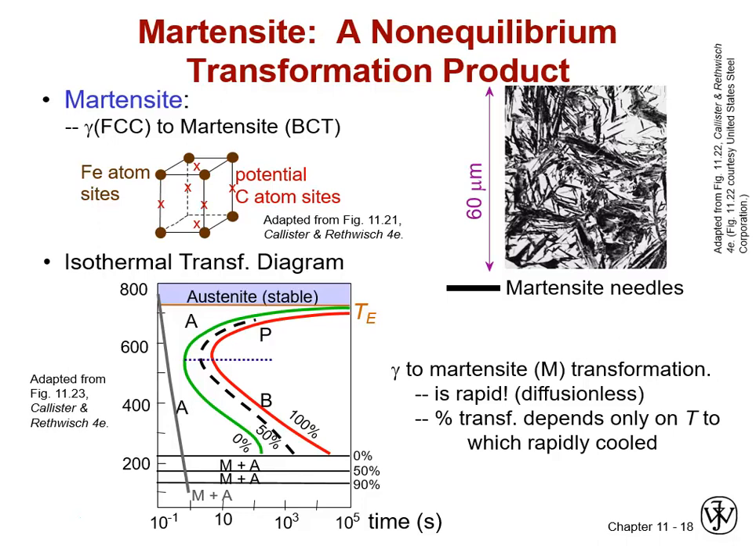So just looking at the microstructure, if we did an optical micrograph of our sample that we've quenched down our gray line, we would see the structure over on the upper right, where the dark areas are needles of martensite and the white areas between them are retained austenite.